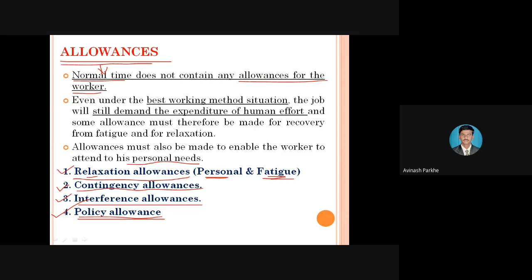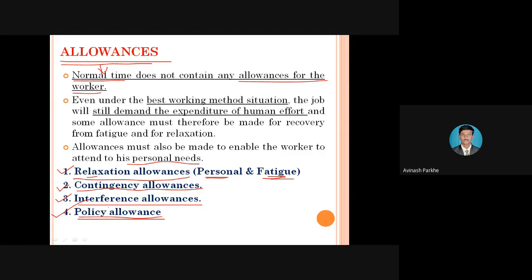But the first three allowances, relaxation, contingency, and interference, are the requirement of the operator. Therefore, anytime the operator, he or she, can demand the relaxation allowance, contingency allowance, and the interference allowance. So these are the different types of allowances which are provided along with the normal time, and then we can calculate the standard time.